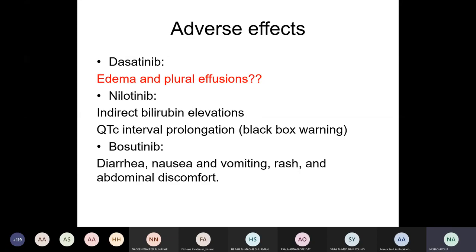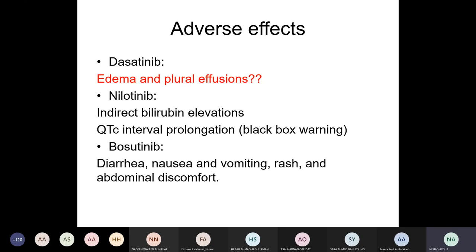Now, if it happens, we try to manage. If pleural effusion occurs with dasatinib, we try to give steroids, we try to give antimicrobials. But if it cannot be tolerated, it's better to stop the dasatinib and move to another TKI. Nilotinib, for example, can cause bilirubin level elevations. It can cause arrhythmia, and this is a black box warning, because the drug can cause QT interval prolongation.